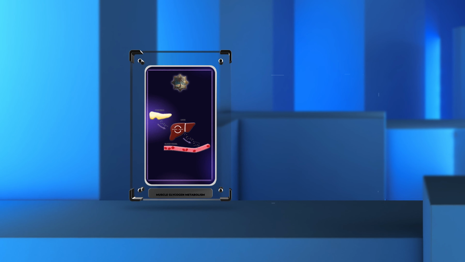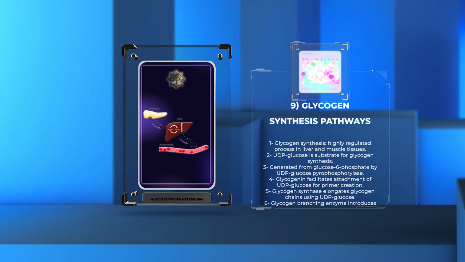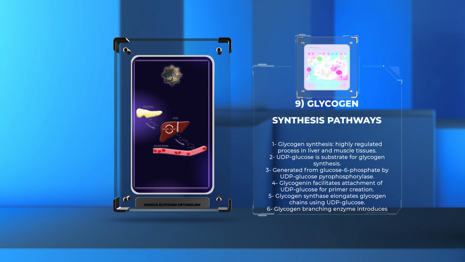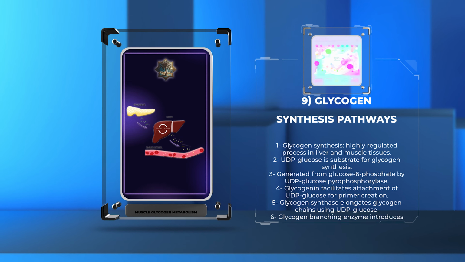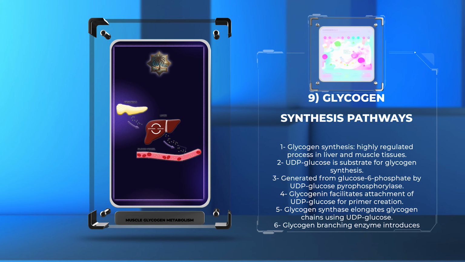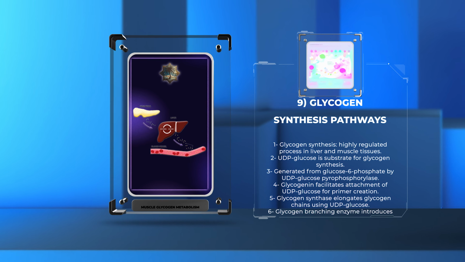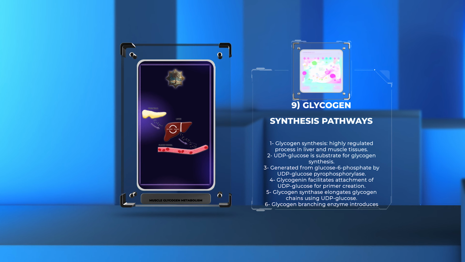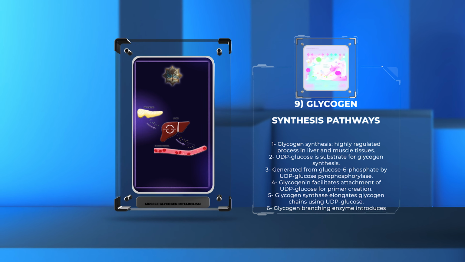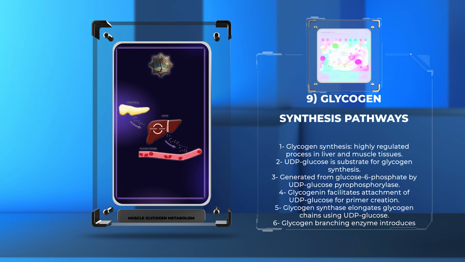Glycogen synthesis is a highly regulated process involving several enzymes and substrates. The synthesis pathway primarily occurs in the liver and muscle tissues. UDP glucose plays a vital role as the substrate for glycogen synthesis. It is generated from glucose 6-phosphate by the action of UDP glucose pyrophosphorylase. Subsequently, glycogenin facilitates the attachment of UDP glucose molecules to create the primer for further glycogen synthesis.